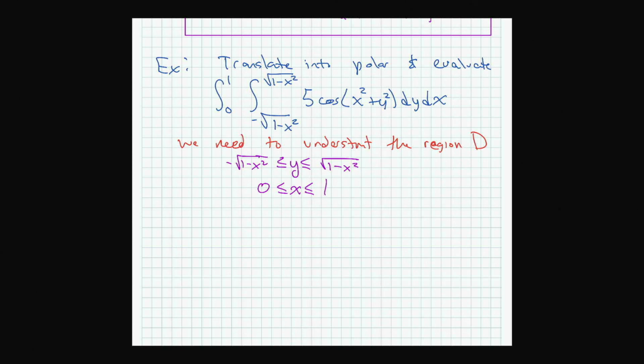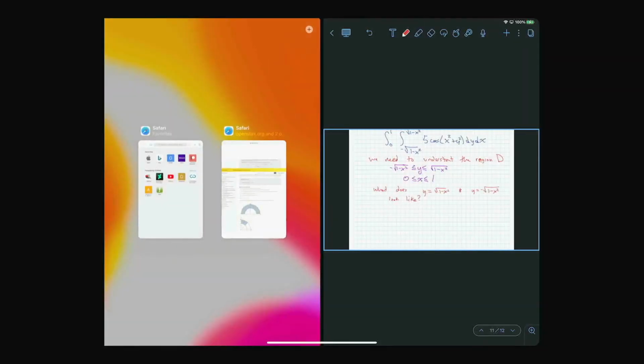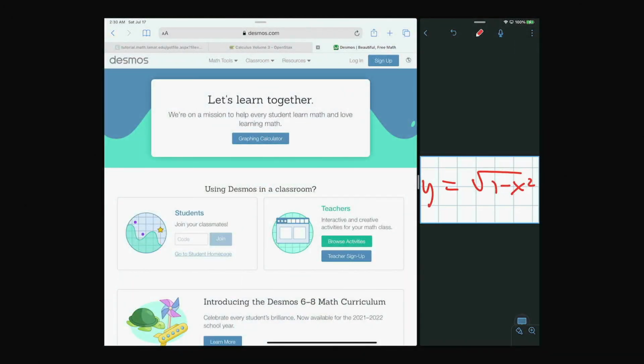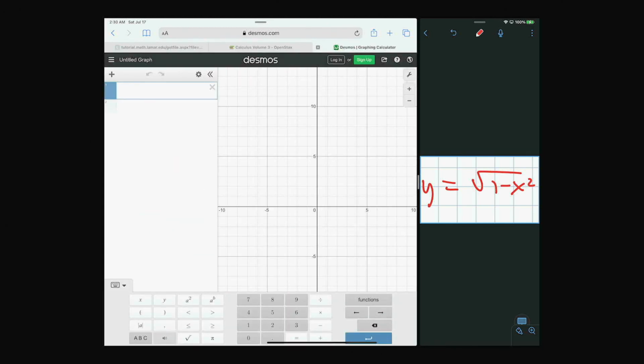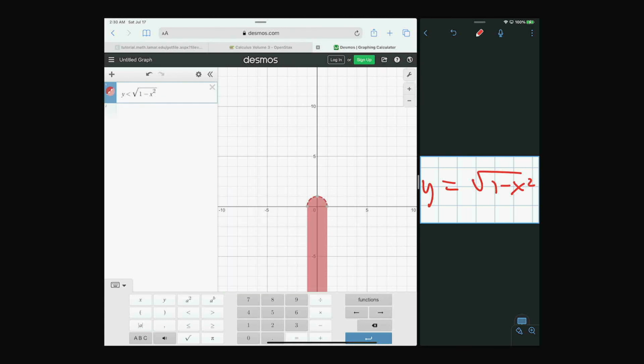Okay, so you need to understand what the graph looks like here. I'll do it on Desmos in a second, but what do y equals square root of 1 minus x squared and y equals negative square root of 1 minus x squared look like? The answer is, well, they're circles, but let's look. So let's go to Desmos here. Graphing calculator. If you do y less than square root of 1 minus x squared, you get that.